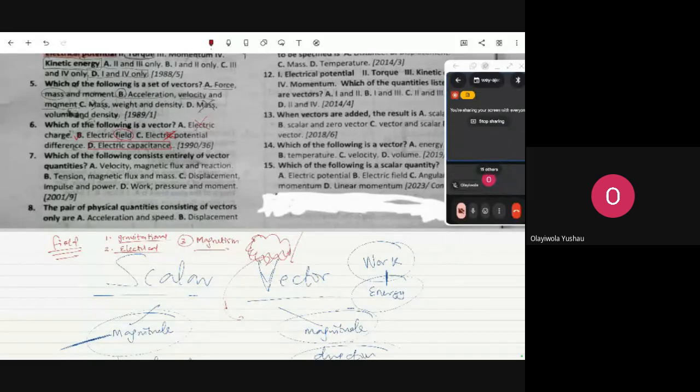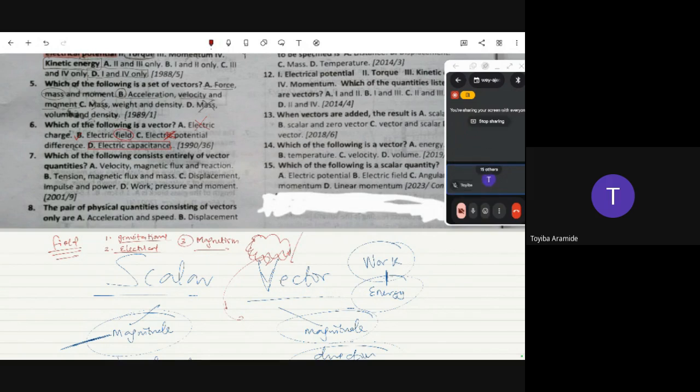But if you know your way around this, you don't even need to go to electric capacitance. Question 7 says the following consists entirely of vector quantities. Only vector. You can tell me the answer to question 7 with all we've done. A. Only vector.